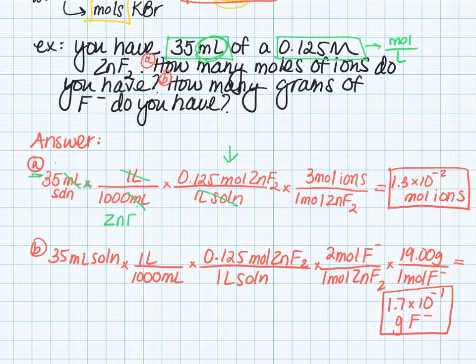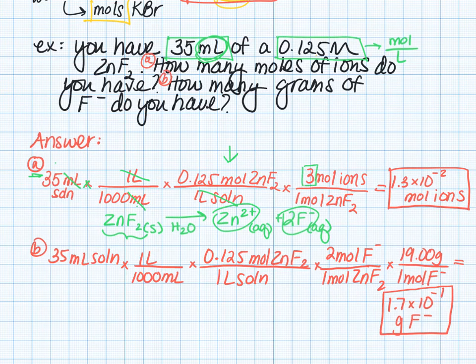When zinc fluoride solid goes into water, it forms 1 zinc 2 plus. How do I know that? Because the subscript here for zinc is just 1. That's aqueous. Plus, and the subscript next to fluoride is 2, so 2 fluoride ions. So together I have 1 zinc and I have 2 fluoride, so I have a total of 3 ions, 3 moles of ions that are formed for every 1 mole of zinc fluoride.